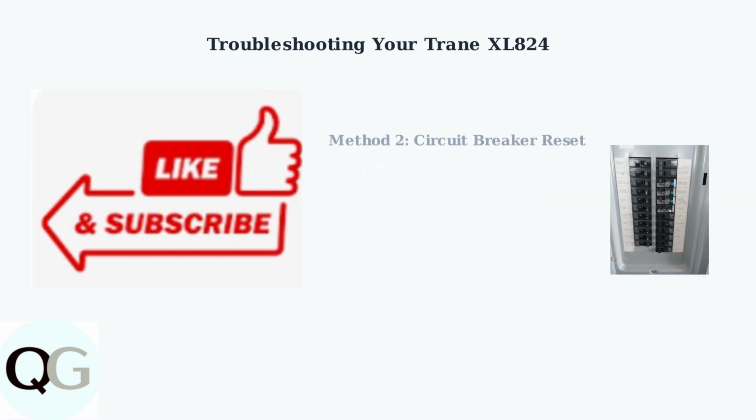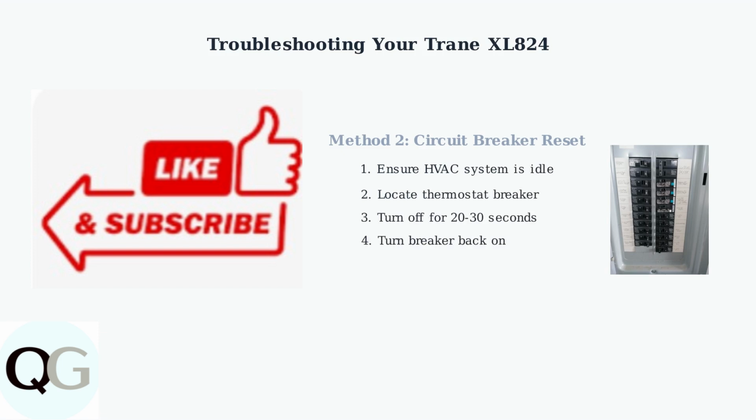The second method uses your home's circuit breaker. First, ensure your HVAC system is idle. Then locate the thermostat's breaker in your electrical panel. Turn it off for 20 to 30 seconds and turn it back on.